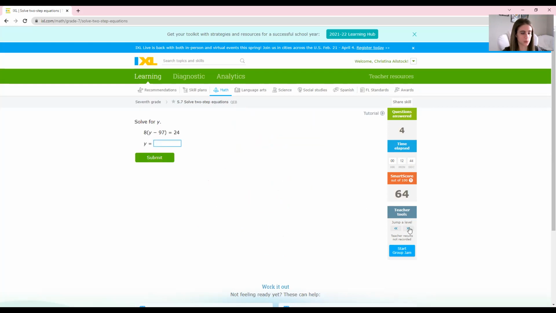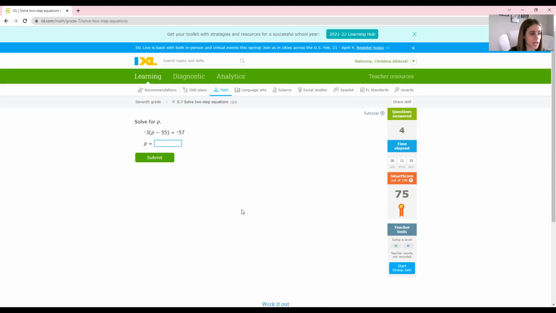All right, this one's pretty similar to what we just did. Here's a good one. All right, similar concept, only we got quite a bit of negative. So you do want to always be careful to follow those integer rules. And this is also where taking your time and writing it out can help limit any mistakes. We have -3 times the quantity of, that's how you say parentheses, p minus 55 equals -57.